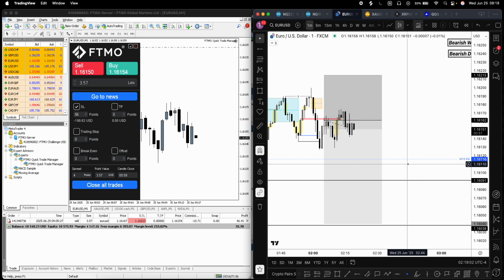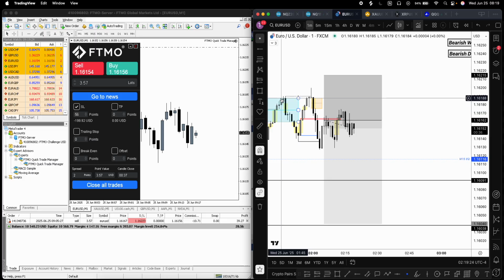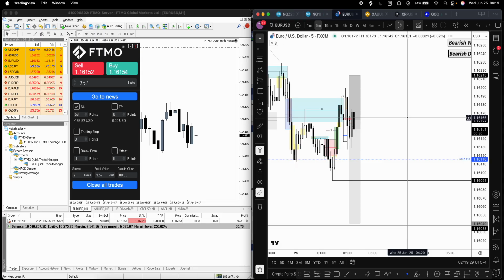I think the entry model is super clean because we got displacement to the upside really clean, a series of bullish candles, a really clean series of bearish candles. So, very clean model, nice displacement here. Price basically respecting the high of this 5-minute FVG. Oh, it actually did close above on the 5-minute, but I'm gonna stick with it.